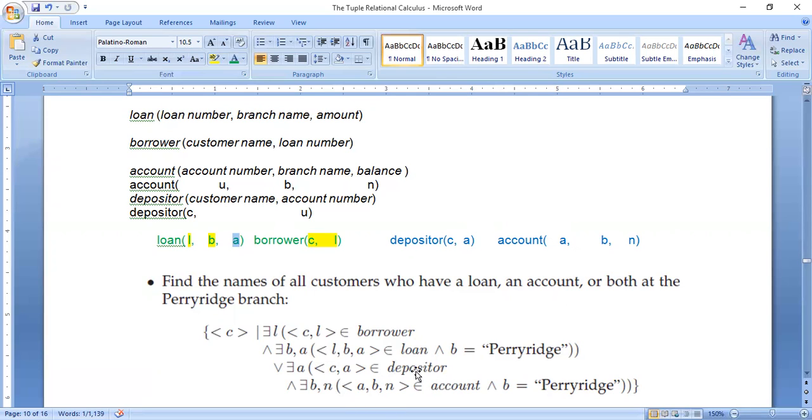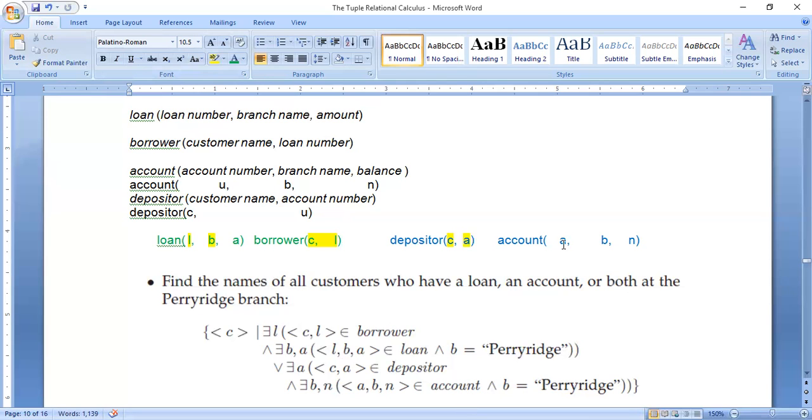Okay. So from the depositor we have C and A. C is the name of the customer, and the name of the customer is the main output, so because we have used C as the main output, we will mark the C here. Now what is remaining from the depositor is only A, so we mark this A also with the existential quantifier and mark this variable as used in the depositor relation. Now we have to find out that this depositor has an account at the Perryridge branch.